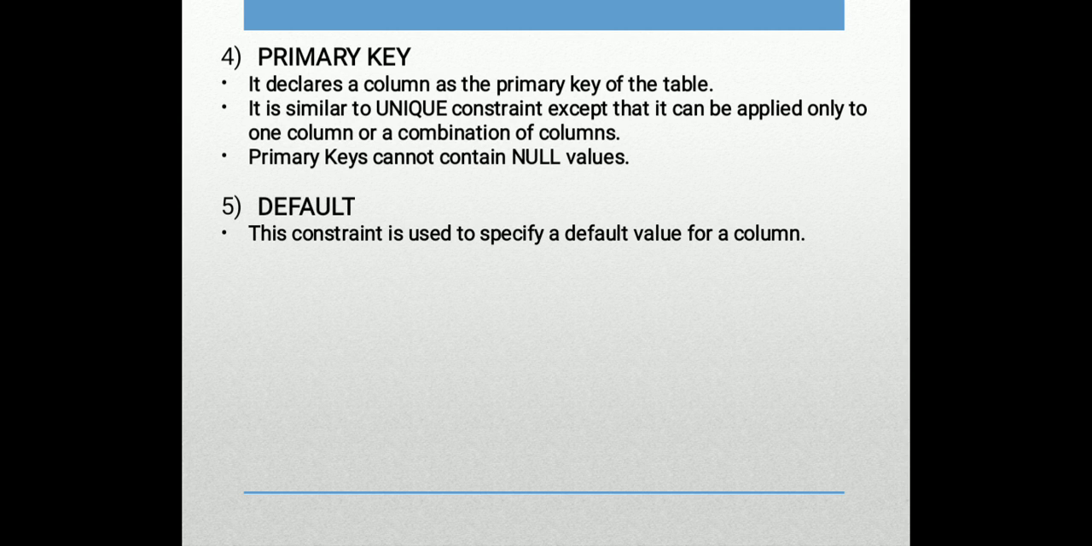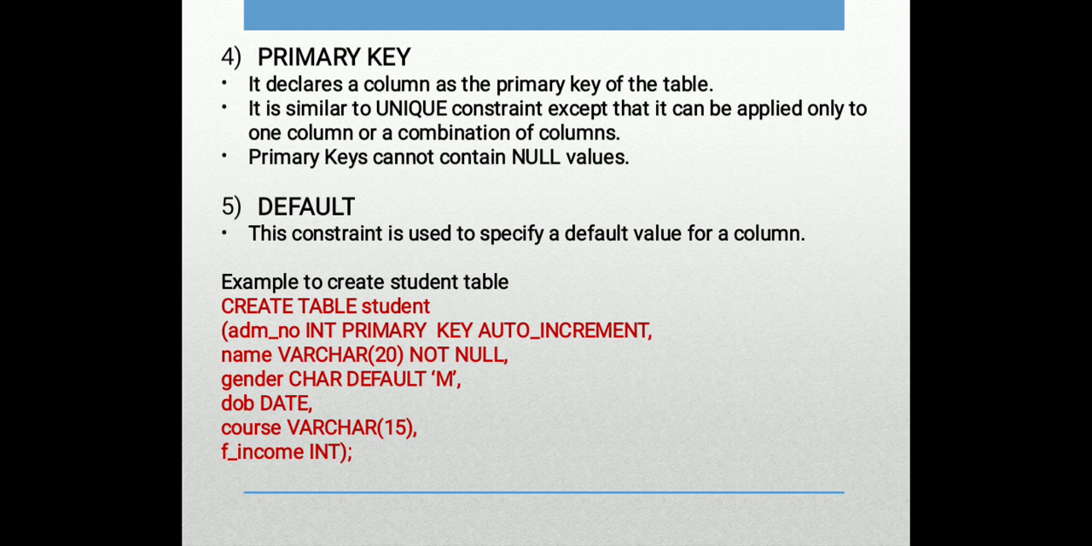And the next constraint is DEFAULT. By using the default constraint, a value can be set as a default value. Using this constraint, a default value can be set for a column in case the user does not provide a value for that column of a record. For a particular column, if we assign the default constraint, then the default value is taken by the table.